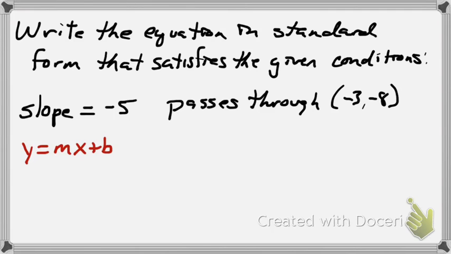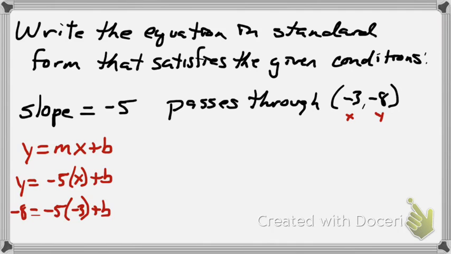And like I said, in this first couple, I'm giving you exactly what you want. So the slope is going to go in for m. We know that the slope abbreviation is m. The point that it passes through is going in for x and y. The -3 goes in for the x, and the -8 goes in for the y. That should be self-explanatory. And those numbers go into the equation, leaving us with only one variable to solve for, b.